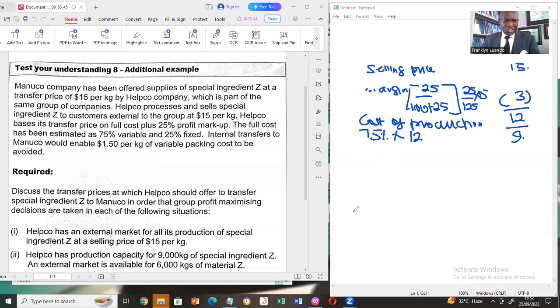Now we go to the questions. Discuss the transfer prices at which HelpCo should offer to transfer special ingredient Z to Monaco in order that group profit maximization decisions are taken in each of the following situations. HelpCo has an external market for all its production of special ingredient Z. Now we have discussed. So this simply means since HelpCo is operating at full capacity, that is, it has the market for all its production, the transfer price will be at the market price less internal savings. So this should be at 13.5. And this will be referred to as adjusted market price. That is the answer to question 1.